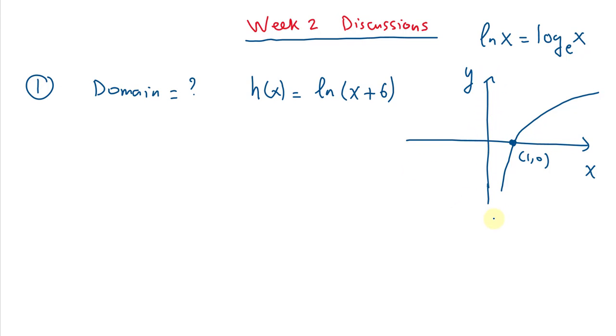So this vertical y-axis here is the vertical asymptote for the function, and therefore the domain is always from the right side of 0, not including 0. 0 is here. So something bigger than 0 and all the way to the right. Okay? We don't get anything below 0.